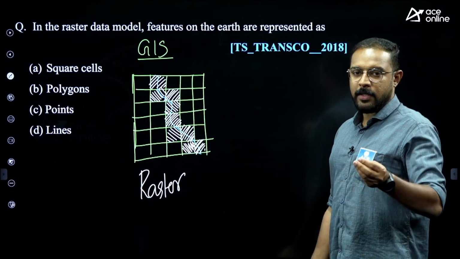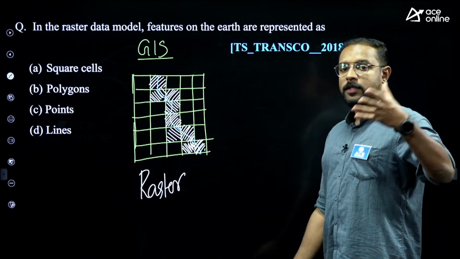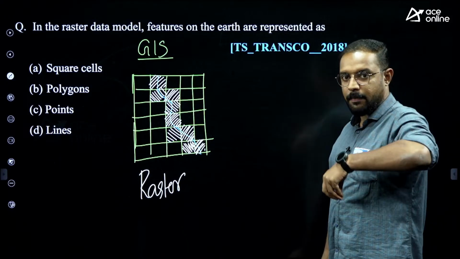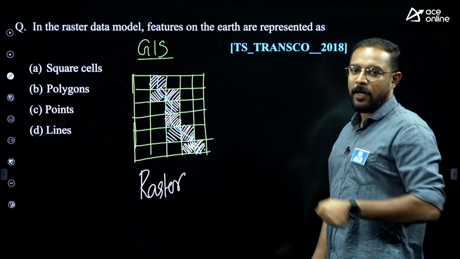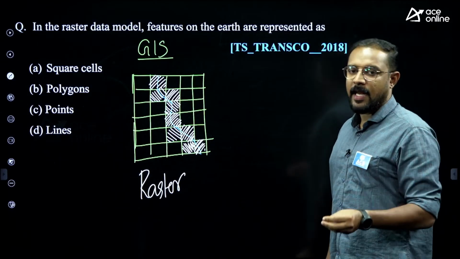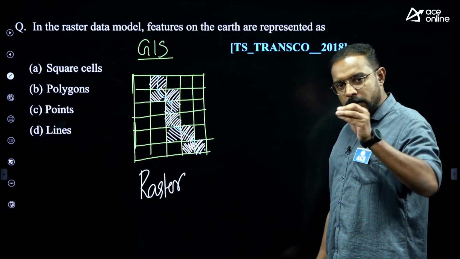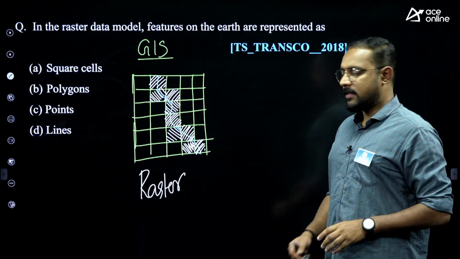Correct now? So tell me, does it have more resolution, more clarity in what it is representing, or less clarity in what it is representing? It has less clarity only. So resolution is less in our raster format.